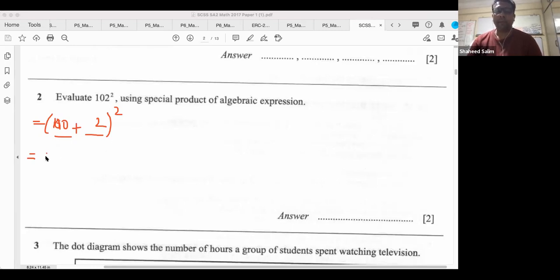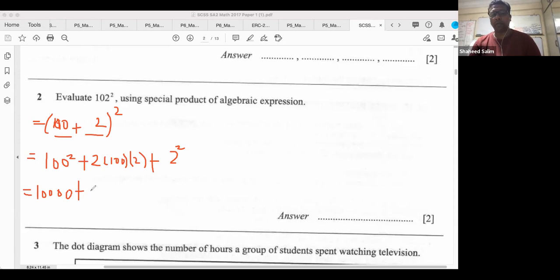A squared, 100 squared. Remember, plus 2AB, 2 times 100 times 2 down here, plus B squared. See, never heard of this before lah. Okay, 100 times 100. 100 has 2 zeros, times another 100, add another 2 zeros. 2 times 100 is 200, times 2 is 400. This one is 400. Plus 2 times 2, 4. So what do you get? 10,404.